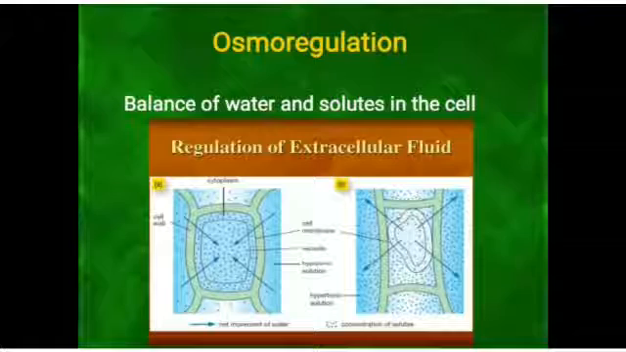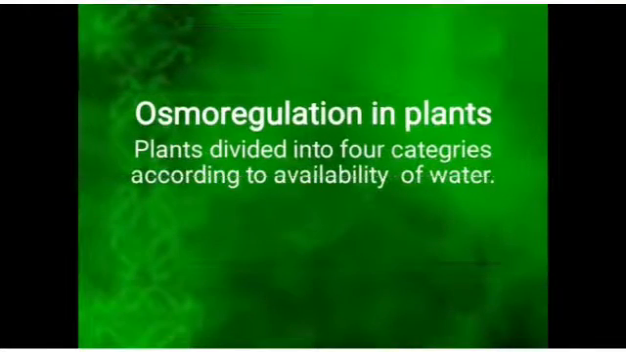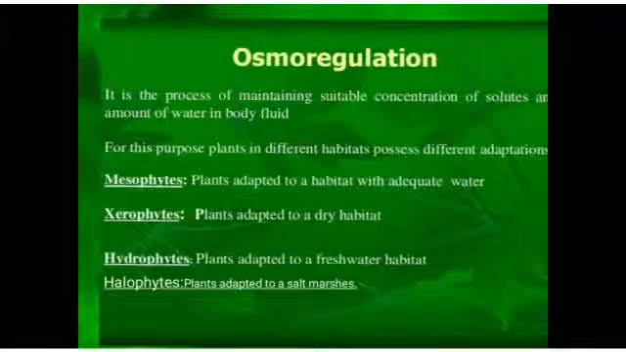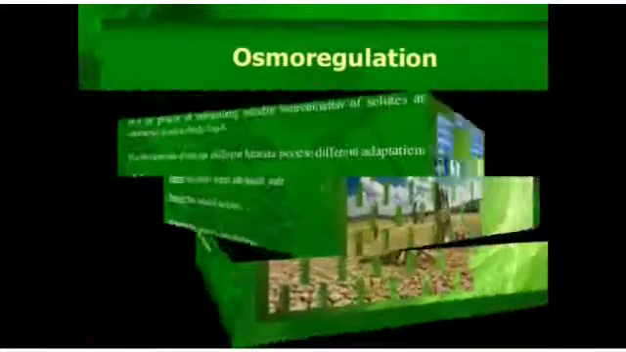Now let's see different categories of plants. Depending upon the availability of water to flowering plants in their natural habitat, they are grouped into four categories: Mesophytes, Xerophytes, Hydrophytes, and Halophytes. Let's begin with Mesophytes.